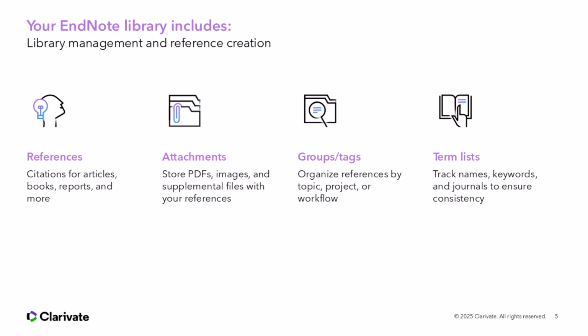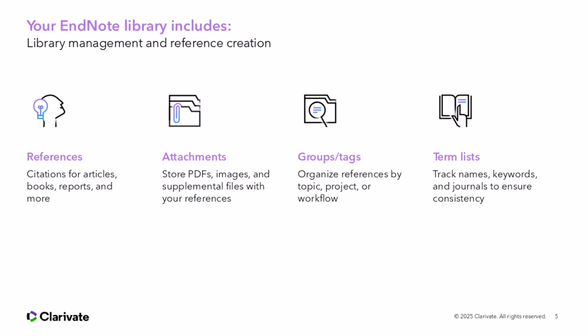And finally, EndNote quietly builds and maintains term lists in the background. These lists help with consistency, for example, ensuring that journal names are formatted the same way every time, or that author names aren't misspelled across entries. Altogether, your EndNote library is a powerful, flexible tool that supports both the creative and technical sides of academic writing.